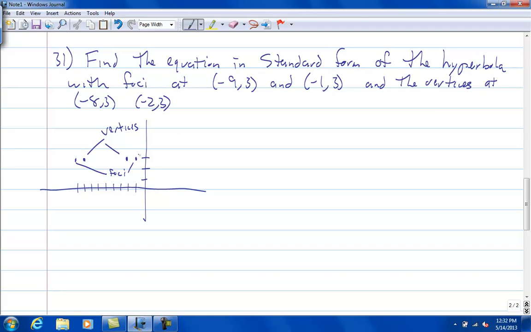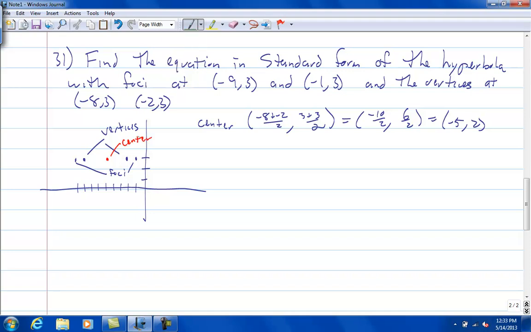Now remember, the center is going to be the midpoint of either the foci or the vertices. Doesn't matter which one. So it's going to be negative 8 plus negative 2 over 2, 3 plus 3 over 2. That's negative 10 halves, 6 halves. So that's going to be negative 5 comma 3 is our center. Change colors for that. So there's our center.